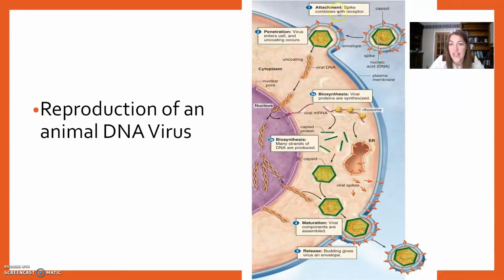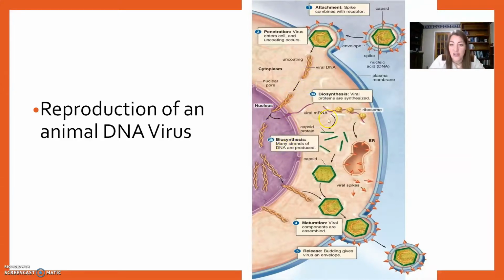So starting here, you have attachment, and it's the spike combines with the receptor. Because all our cells, they're not just a big bubble. They have a lot of different things on the outside. And so when those viruses come, they kind of trick the cell and attach to certain places, and they allow the information of the virus to come in. So that's when you have penetration. Now only the DNA in this case, because we're talking about the DNA part, will come in, and that will get incorporated. It will go into the nucleus.